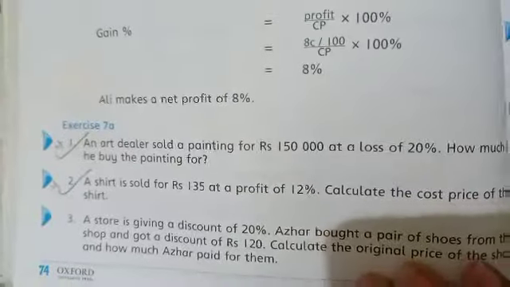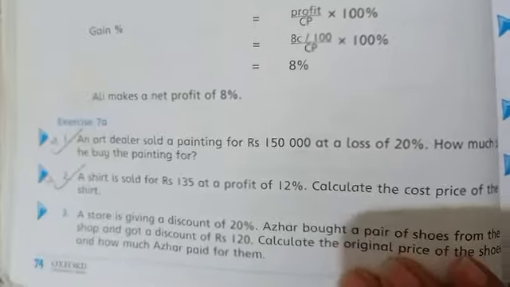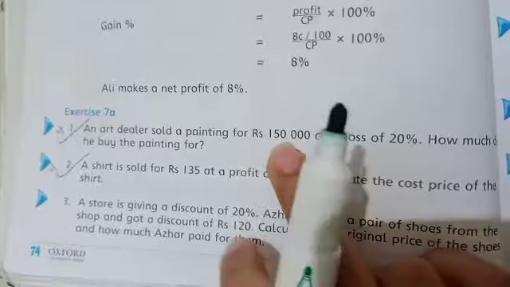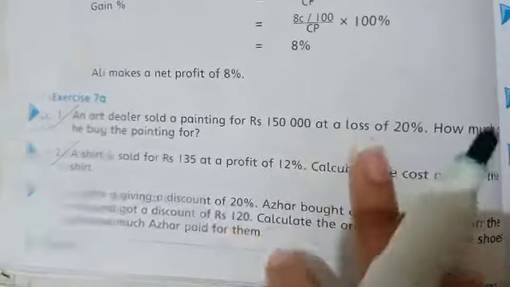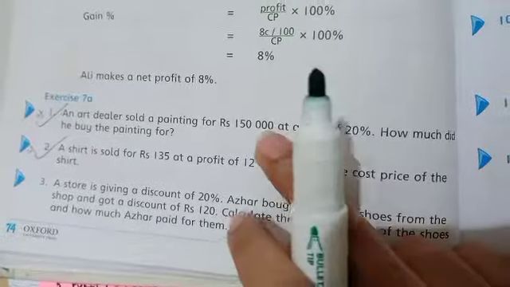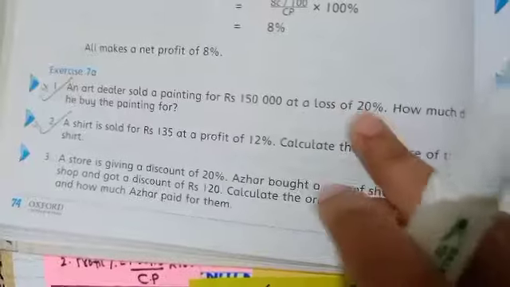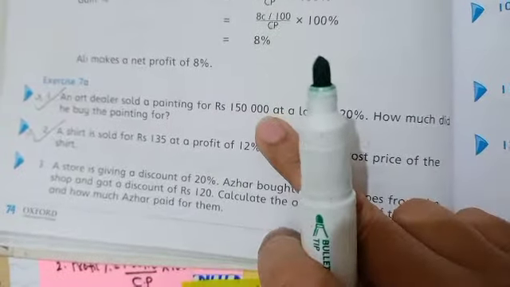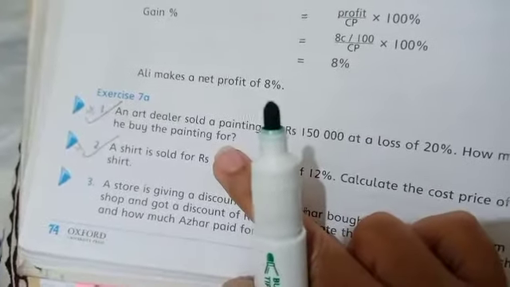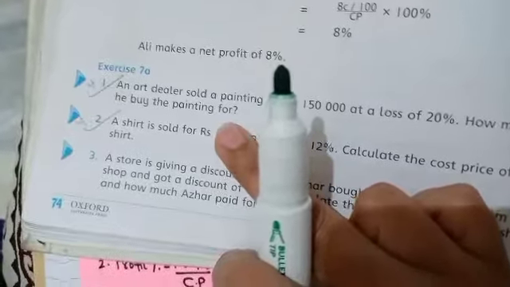An art dealer sold a painting for rupees 150,000 at a loss of 20%. So they had given us selling price on which the art dealer sold the painting. They had given us loss, which is 20%. He sold the painting for loss. He got a loss by selling the painting at 150,000. How much did he buy the painting for? Buy the painting for is telling us that we have to calculate cost price here.